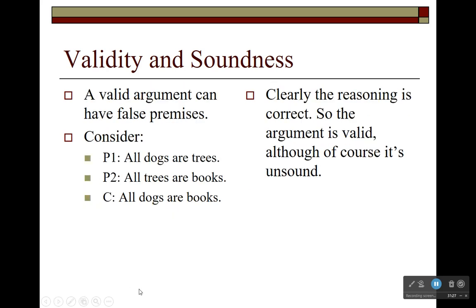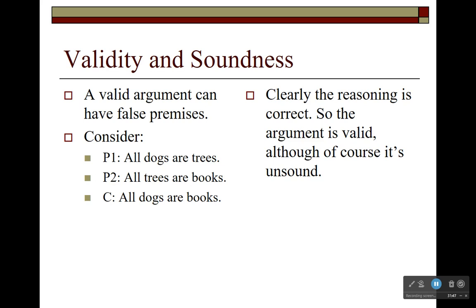Let's think a little bit more about this distinction between validity and soundness. One way to bring out the distinction is to point out that a valid argument can have false premises. Here again, as I said earlier, and I've given a few examples now, you can be reasoning correctly on the basis of false information.